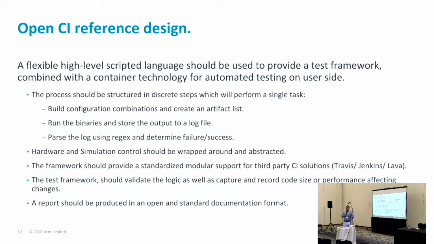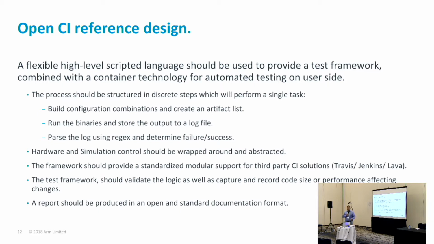The most important is the process should be backend independent. The process should be spread in discrete stages that perform a single task and hand over a specific report to the next step to work with. So the first step should be building the configurations requested. It will produce a report which is the list of binaries. The next step will take this report and will run it in hardware or simulated software and get the output. And the final step will parse this output using regex matching and determine whether the test had the expected output or not.